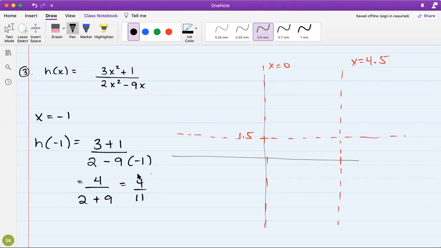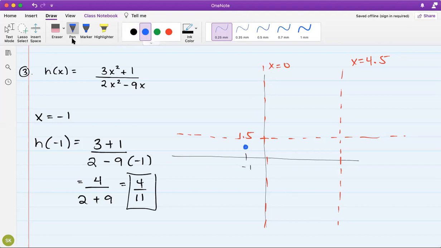But 4 over 11, let's see where that is. So this is -1, 4 over 11. So 4 over 11 is smaller than 1.5. So it's actually below this 1.5. So I'm going to put -1 here. And let's say that the point is right here.